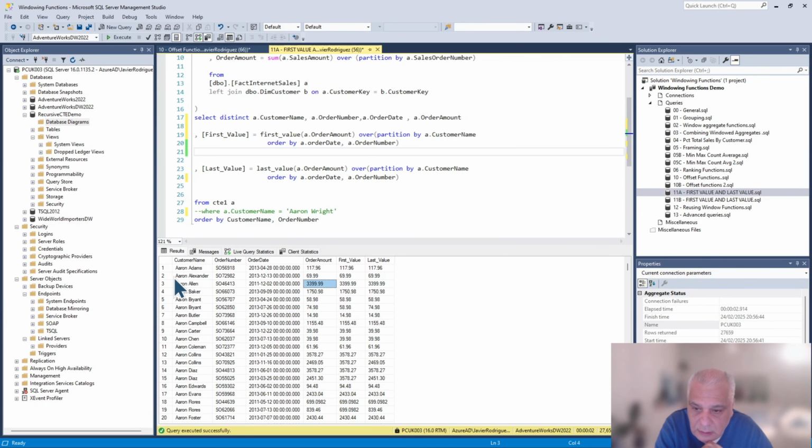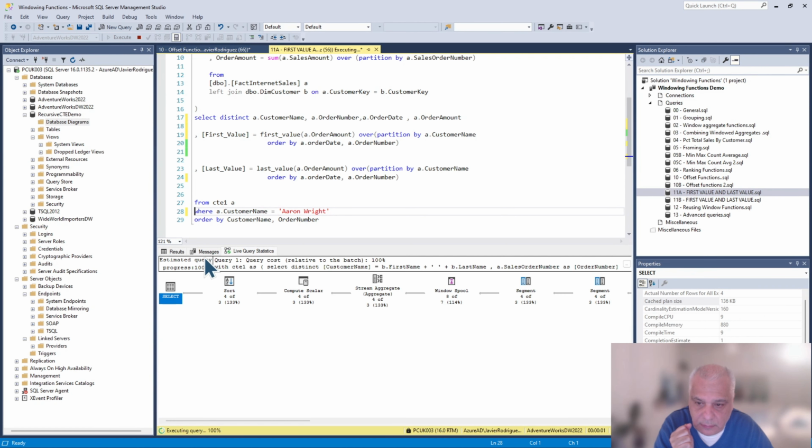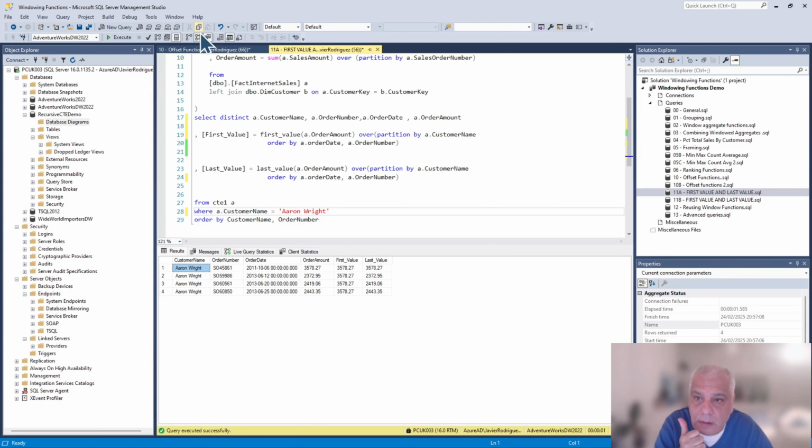We have Aaron Adams. The first value is the same as the last value. If we filter by Aaron Wright, we can see the first order amount is 3,578 and the last amount is 2,443. We can change the partitioning.